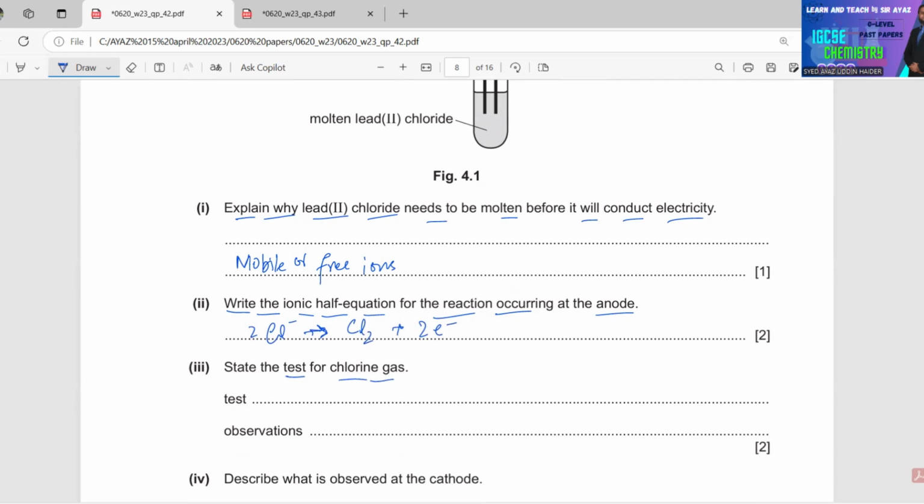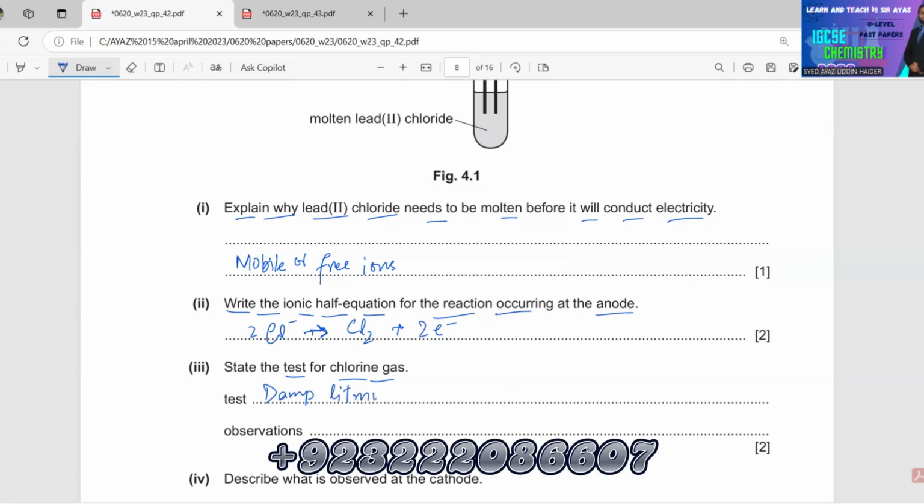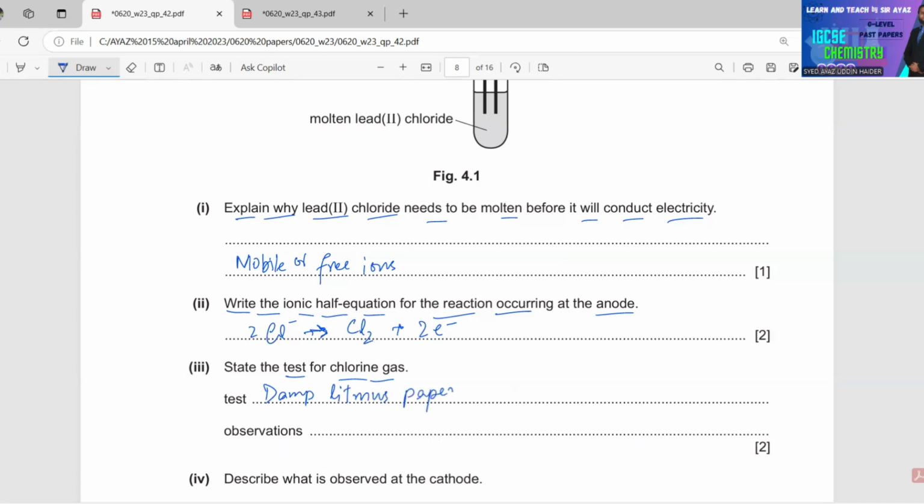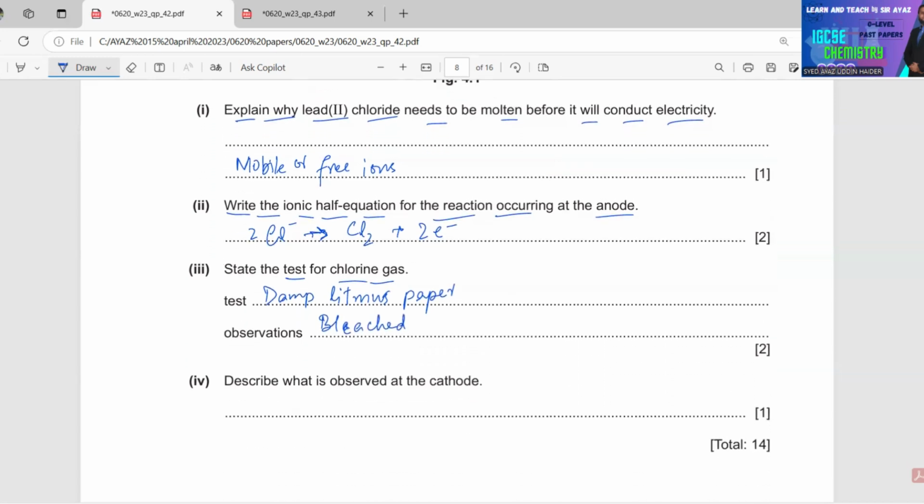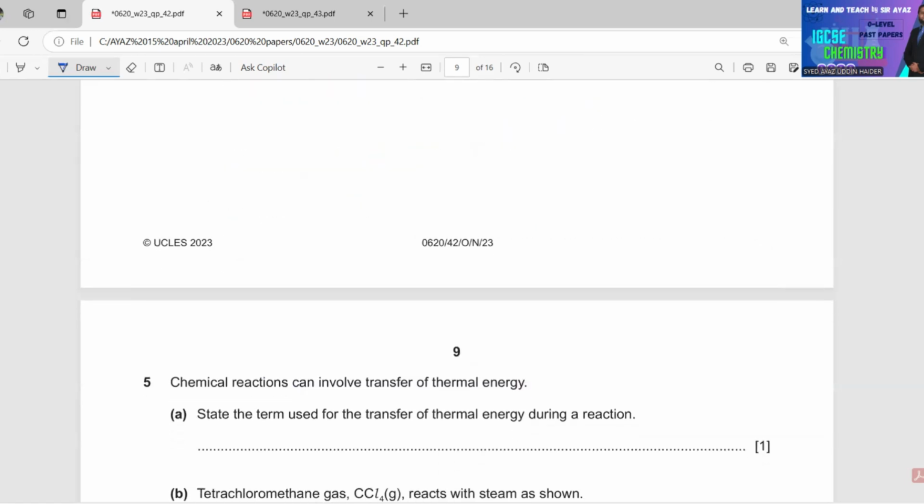So the test must be damp litmus paper. The damp litmus paper gets bleached. So you write observation: bleached. Number 4, describe what is observed at the cathode. Now at the cathode, we are getting lead metal. You will get a shiny gray solid at the cathode.